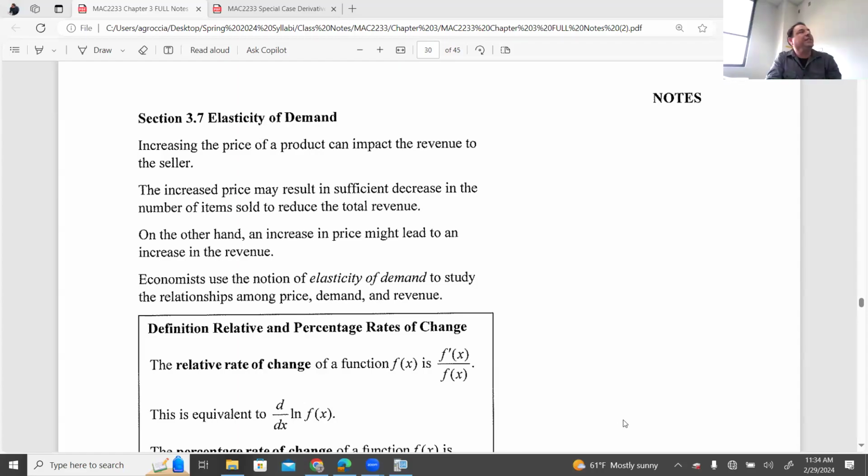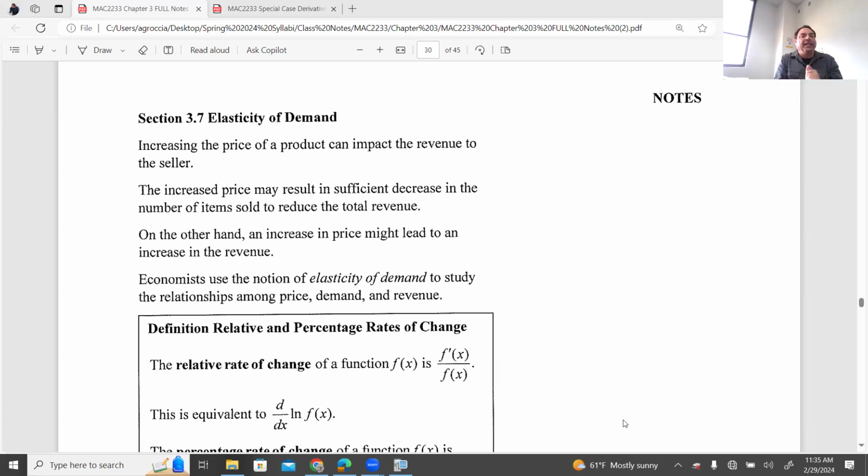Okay, so today we're going to do the last topic in chapter 3, which is elasticity of demand. This one is a really important topic because if you're an economist, you believe that the entire world revolves around price and demand. You raise the price, less people want it. People really want something, you can raise the price. It has that sort of feel to it.